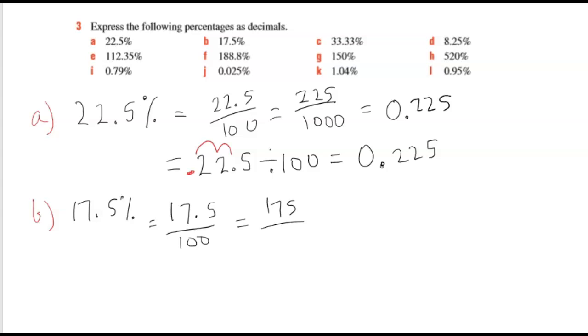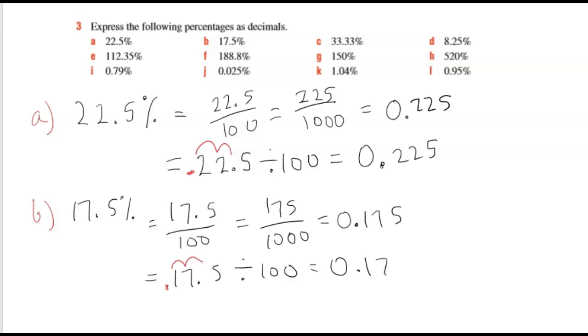I think if you're used to place value, then this first method might make more sense because you've got 175 thousandths. So we write that as 0.175. But if you want to use the other method, 17.5 divided by 100, we're going to move our decimal place 2 spots to the left to here. So it's going to become 0.175. Okay, you choose which method suits you.